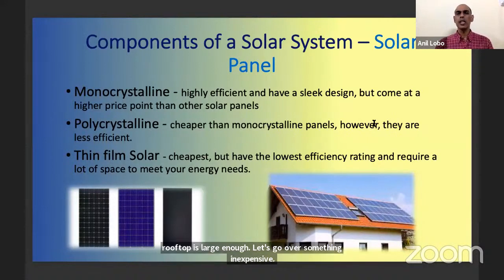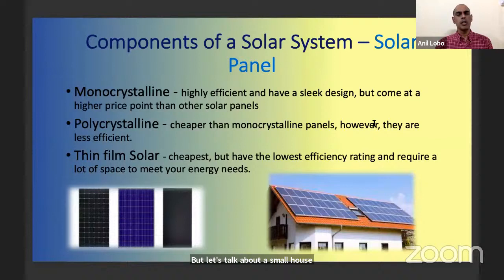But let's talk about a small house and you have limited roof space because you're sharing it, it might be a row house, or you might be sharing some other services on the roof such as water tanks and maybe your elevator shaft that's on top. Here you'll go with a monocrystalline. Sorry, I just reversed it. Polycrystalline is for large surfaces. Monocrystalline is for smaller surfaces. Here you want to pack as much as you can in the limited amount of space.